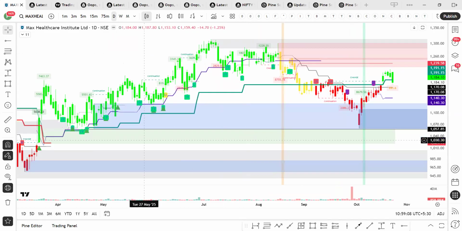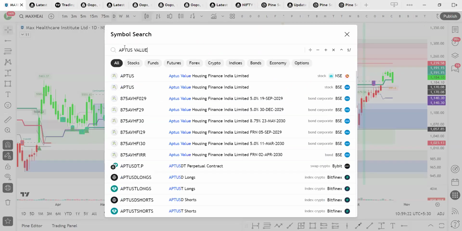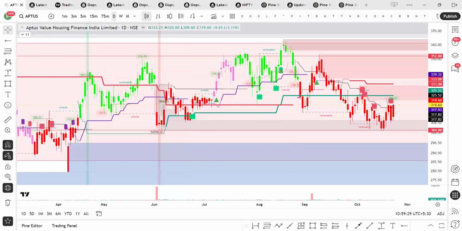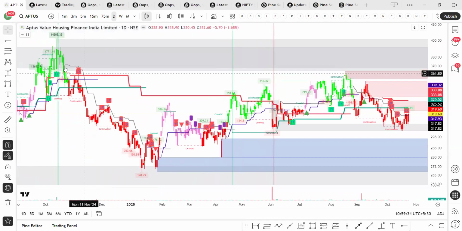Okay, Aptus Value. This will be the last chart for the day. Aptus Value Housing Finance Limited. So this is the chart of Aptus Value. It was down here sideways, gave an entry in this buying area, kind of a contrarian entry, went up.